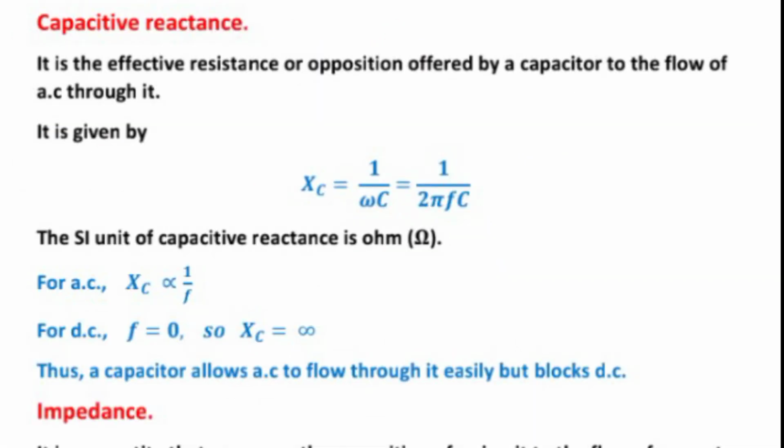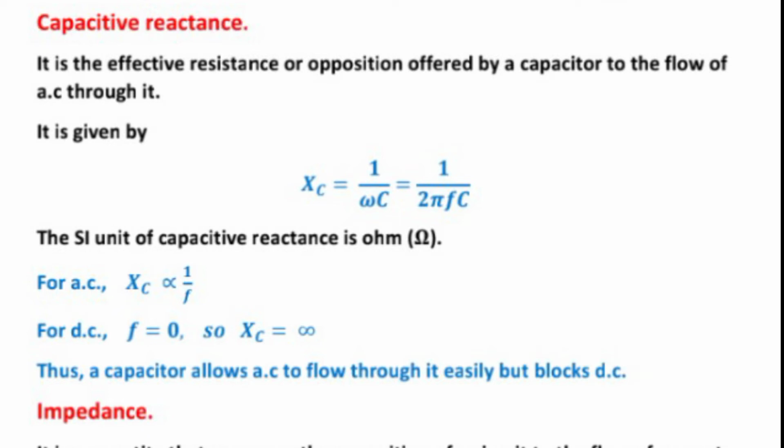Capacitive reactance. It is the effective reactance or opposition offered by a capacitor to the flow of AC through it. It is given by XC equal to 1 upon omega C, or 1 upon 2 pi fC. The SI unit of capacitive reactance is ohm.